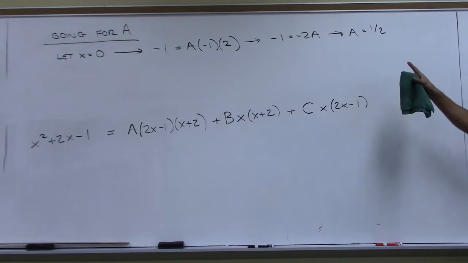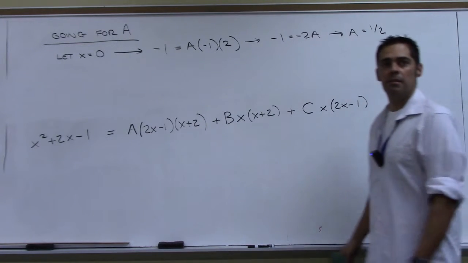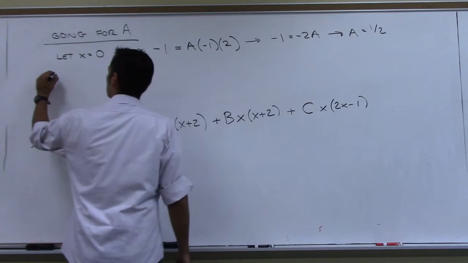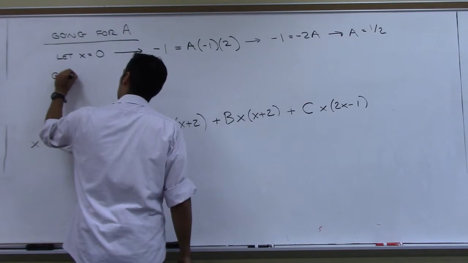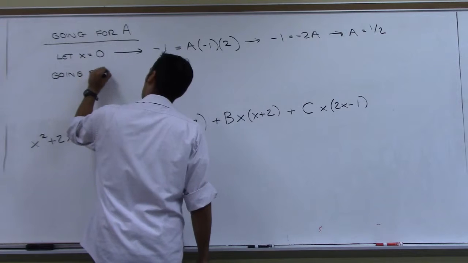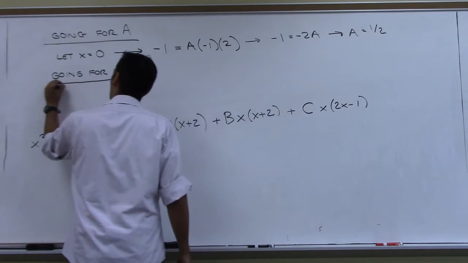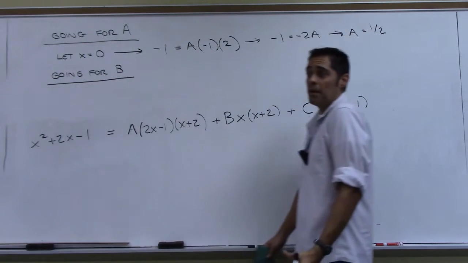Questions? How do we get b? Same way. Going for b. How am I going to get b? So we start everything over.